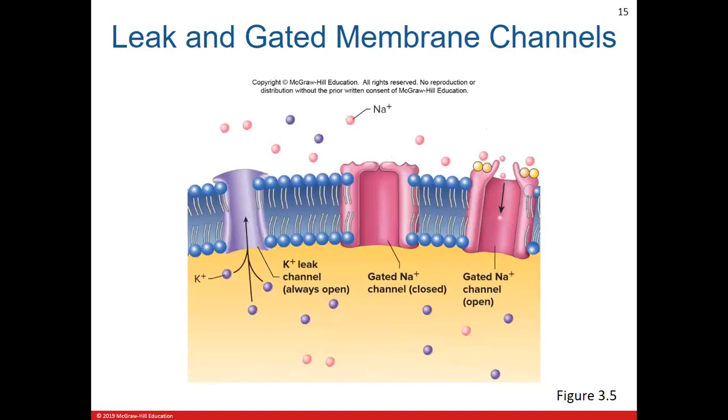Now this figure 3.5 tries to illustrate leak versus gated channels. And so, for example, here is a leak channel. There is no gate here, and so it's always open. And so this basically allows molecules to diffuse across. Remember, diffusion should be going from high concentration to low concentration.